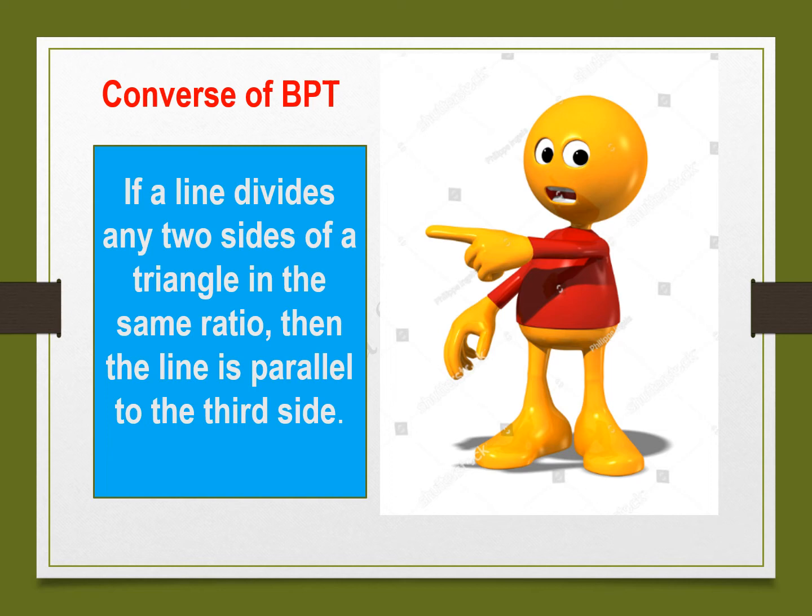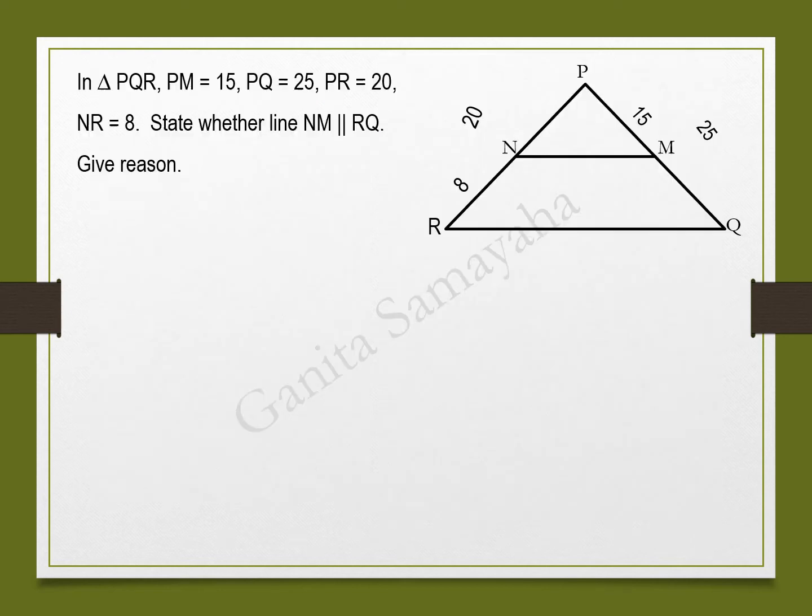Okay, are you all ready? Good. Now, we have got a triangle PQR in which some of the parameters are given. We have to find out if NM is parallel to RQ. Is it clear, children? So you are given the value of PR and NR. We are also given the value of PQ and PM.